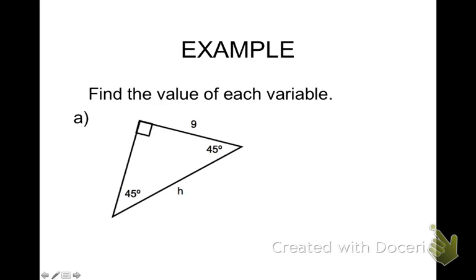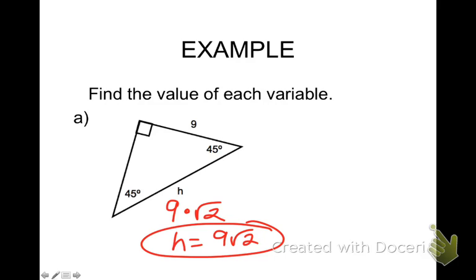We need to solve for h. I see 45, 45, 90. So that means that my legs are congruent. It's not asking me for a leg, it's asking me for the length of the hypotenuse. So how do I get the hypotenuse? I take the leg and I multiply it by the square root of 2, which 9 times the square root of 2 is just 9 square root 2. So h would be equal to 9 square root 2.